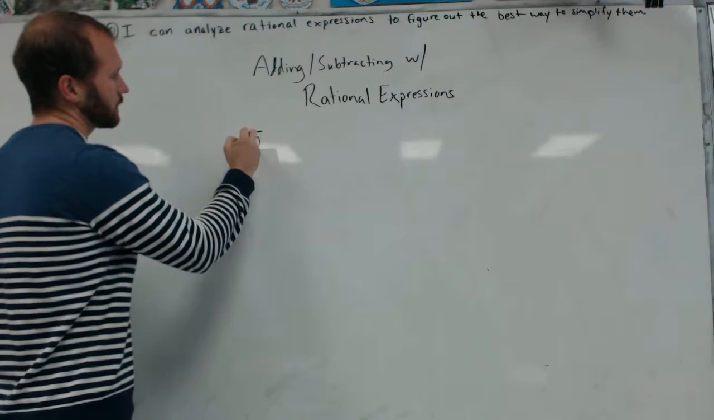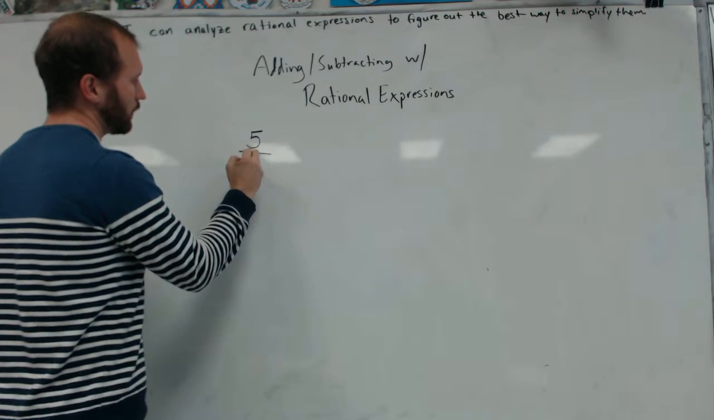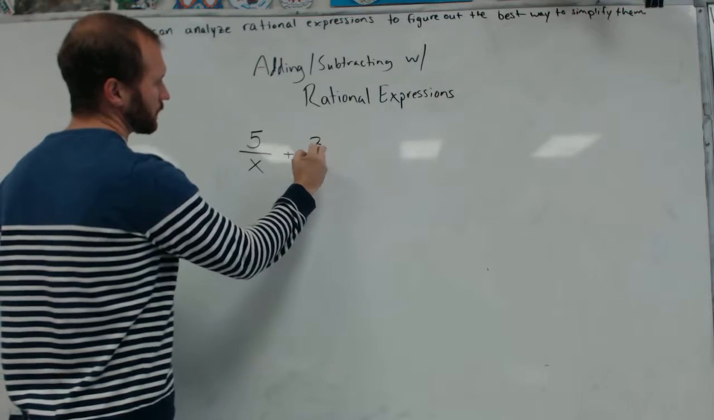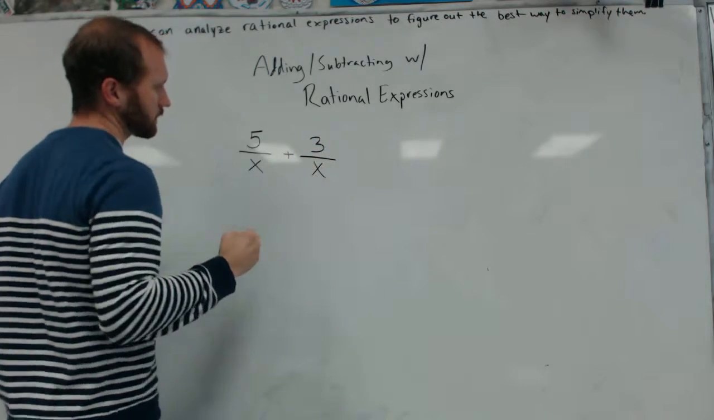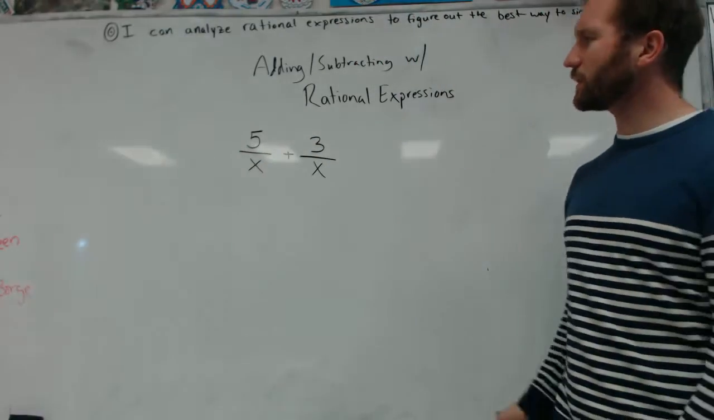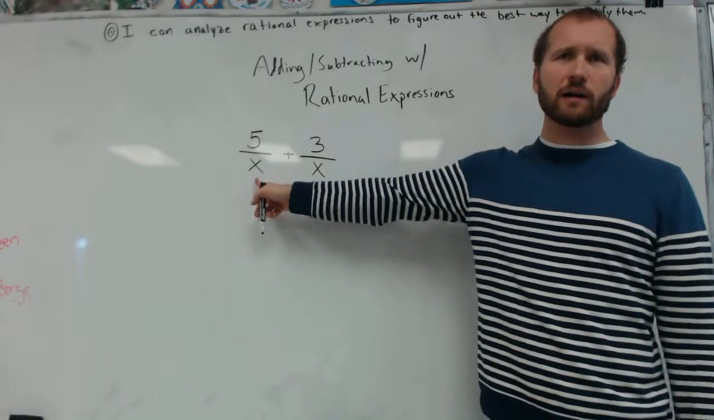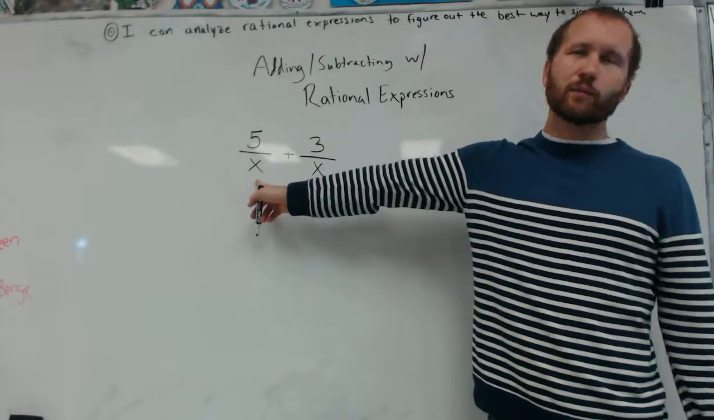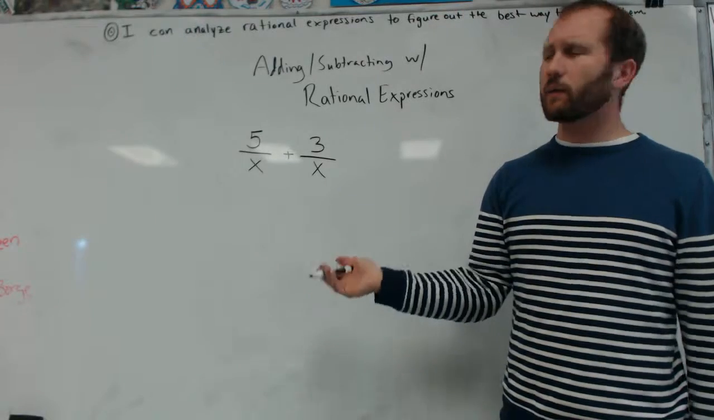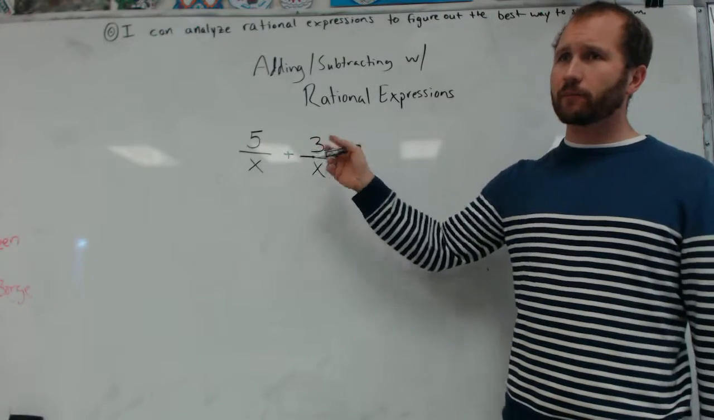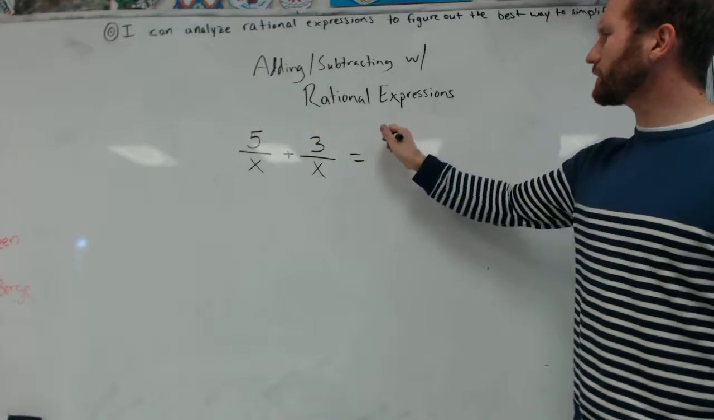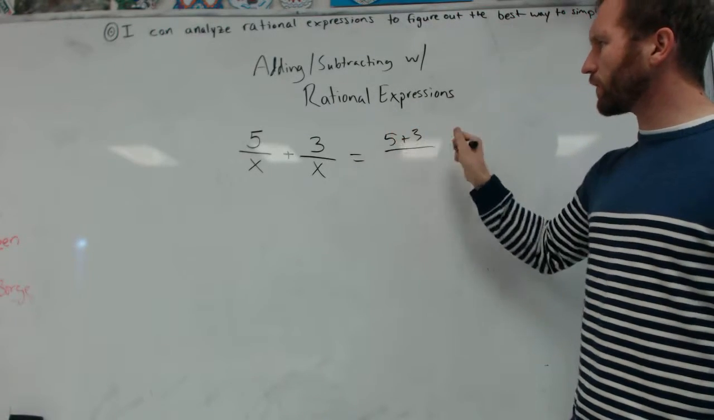Something like this. 5/x plus 3/x. Well, this looks a little funny because our denominator is no longer a number. But they're both the same. X and x, those are the same number. So I would add this the same way that I added those fractions. 5 plus 3 over x.